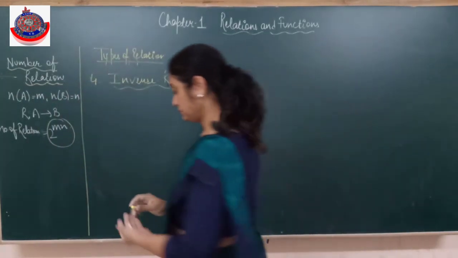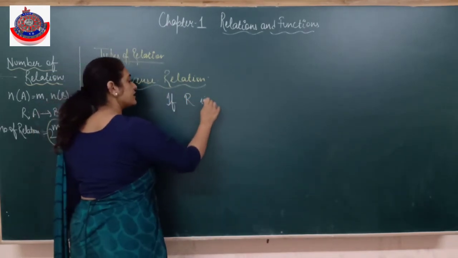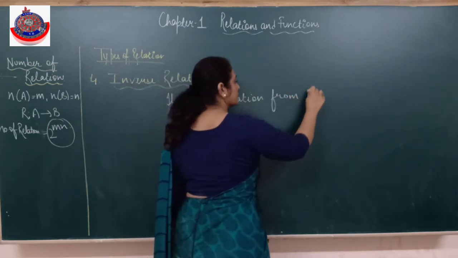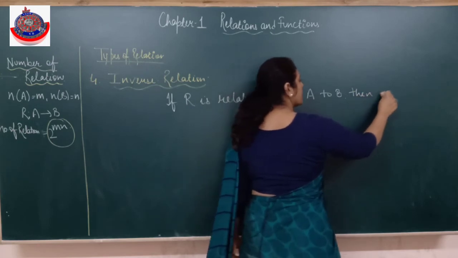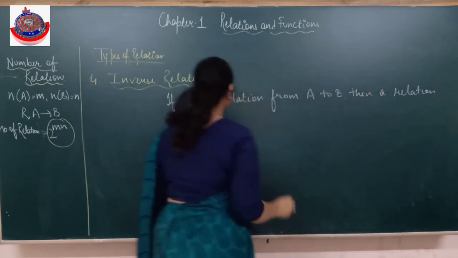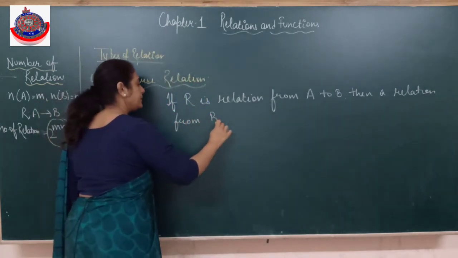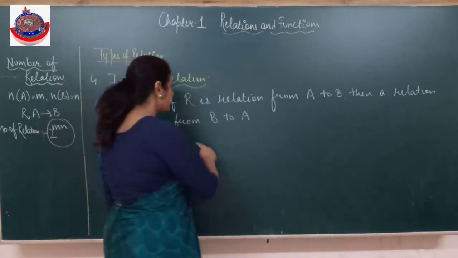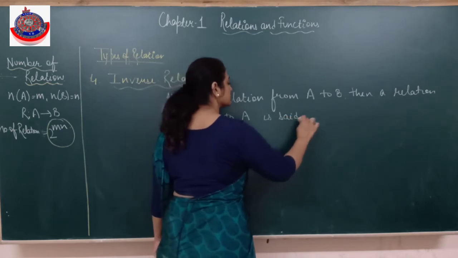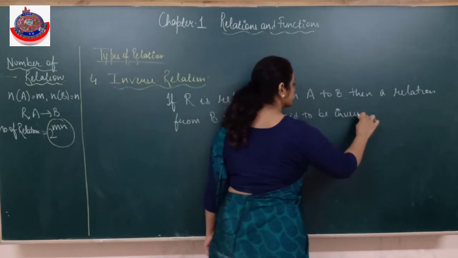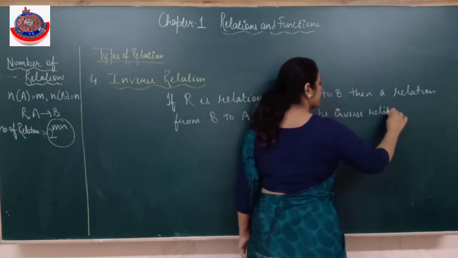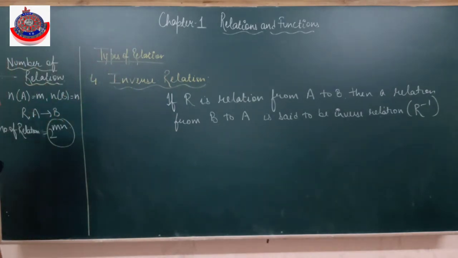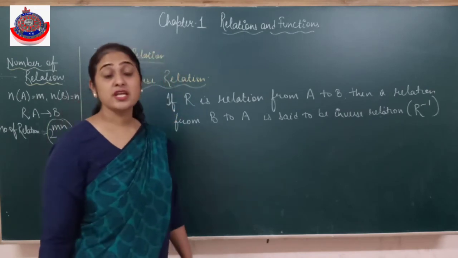If R is a relation from A to B, then a relation from B to A, that means if R is from A to B and the relation is made from B to A, then the relation from B to A is said to be the inverse relation. And it is defined as R inverse.